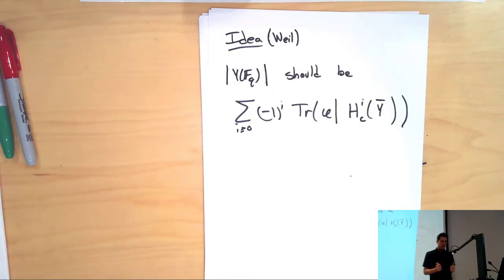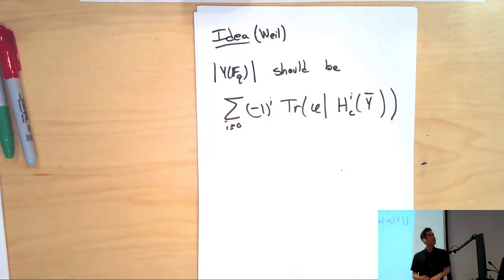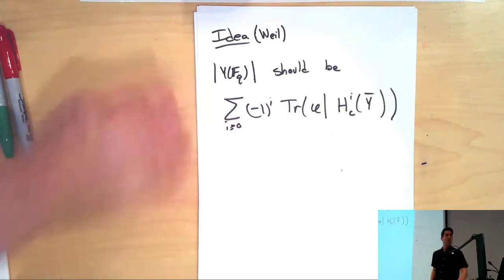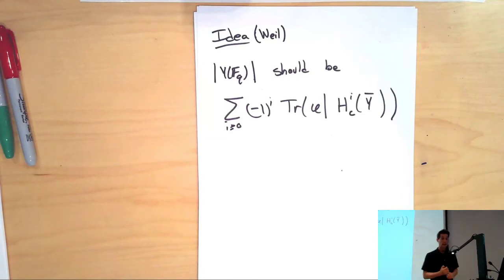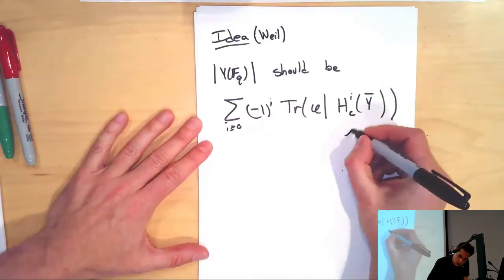So when Weil was thinking about this, it was a heuristic. And it was a heuristic that he used to make a number of predictions about the behavior of these numbers of points of algebraic varieties defined over finite fields. And these were tremendously influential in algebraic geometry. And these conjectures that Weil made were eventually turned into theorems by Grothendieck and his students. And the way that they proved these theorems was by actually making sense of these cohomology groups.